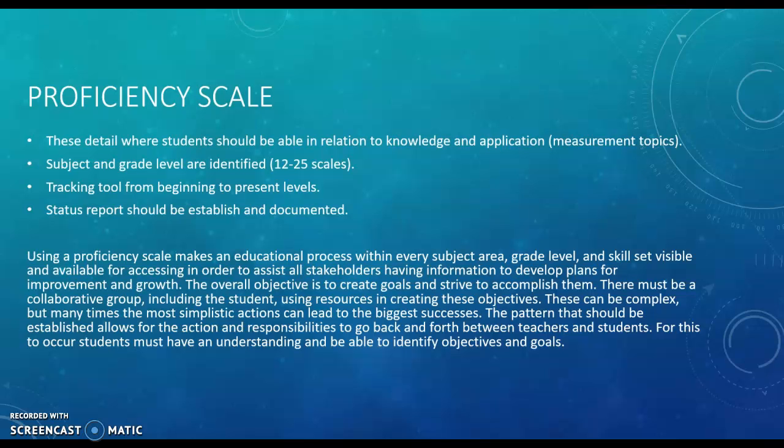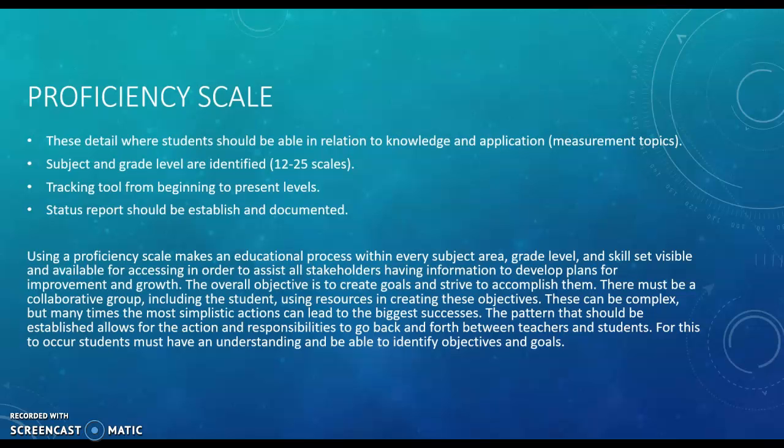Using a proficiency scale makes an educational process within every subject area, grade level, and skill set visible and available for accessing in order to assist all stakeholders having information to develop plans for improvement and growth. The overall objective is to create goals and strive to accomplish them. There must be a collaborative group, including the student, using resources in creating these objectives.